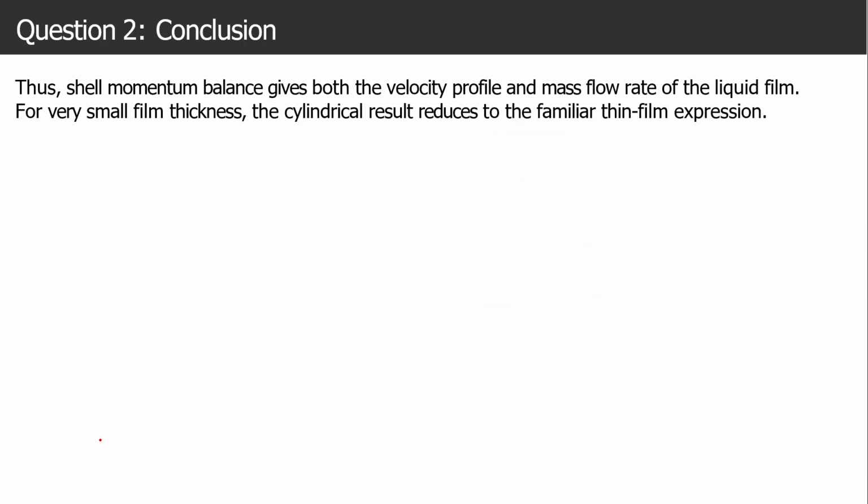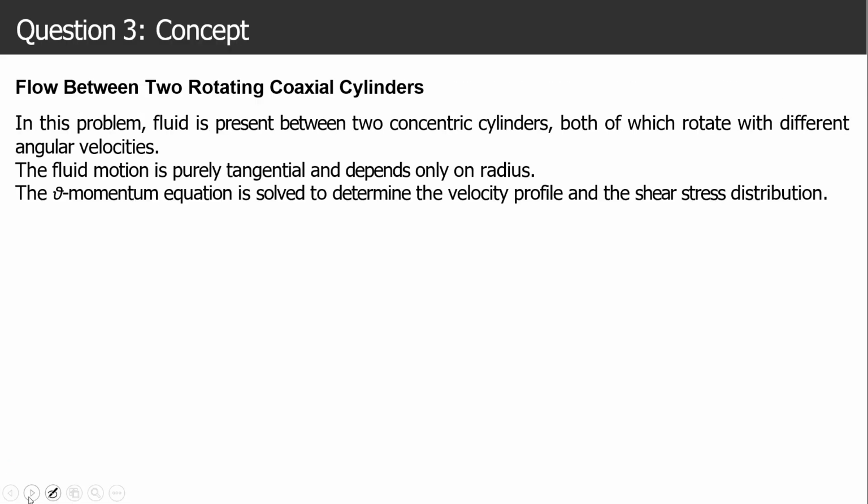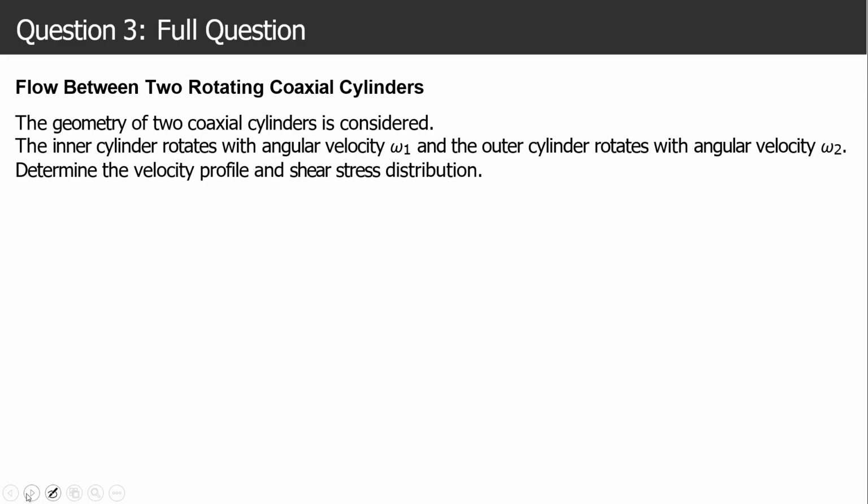And now for moving velocity profile and mass flow rate for two rotating coaxial cylinders. This is a bit different problem, but I have taken this because it's still relevant. It has the same concept as the annular cylindrical, because coaxial cylinder means that they have the same center and the same structure as earlier.